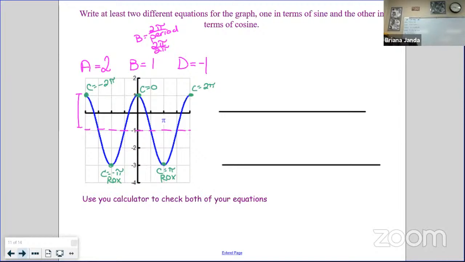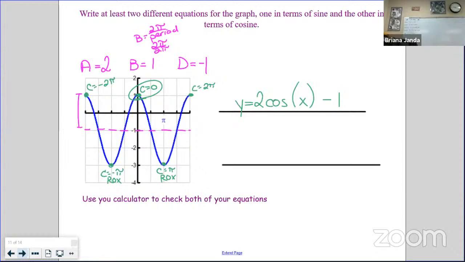So let's go write our cosine equation. I'm going to use this one. Okay, phase shift of 0, amplitude of 2, cosine because I'm starting at a maximum. B value of 1, C value of 0. And then vertical shift is down 1. Because I don't have B or C, if you did not put parentheses at all, it's also correct.